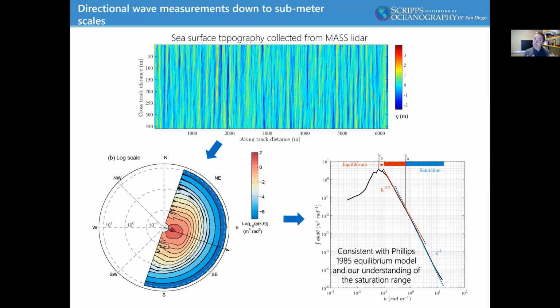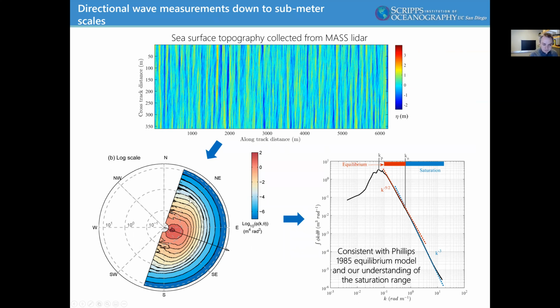All right, so the idea is simple. With a MASS, we're able to collect a swath of sea surface topography in a given direction. What I'm showing here is color-coded for height. This is about a 6 kilometer long swath with a 350 meter wide swath. Sorry.